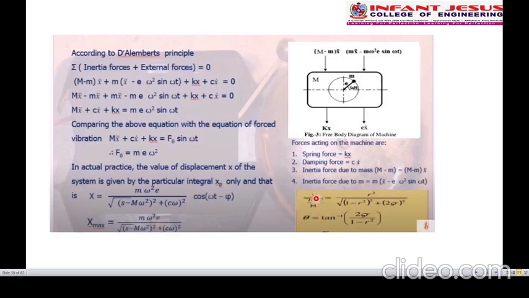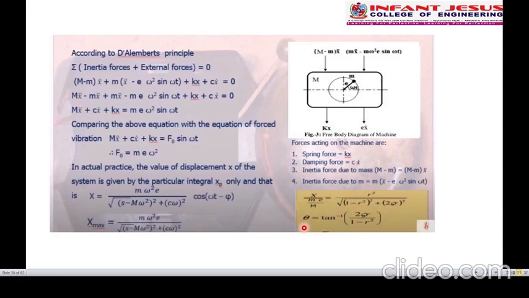Here x is the amplitude, small m is the unbalanced mass, e is the eccentricity, capital M is the mass of the machine, and r is the frequency ratio. Using these values we can solve the problem.